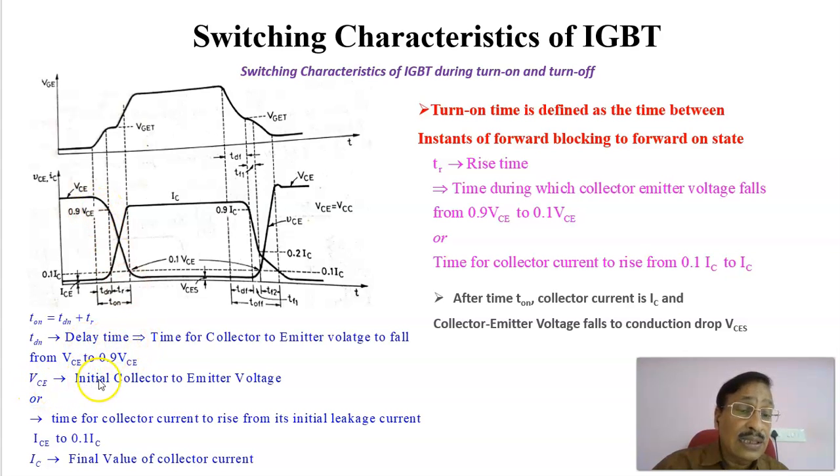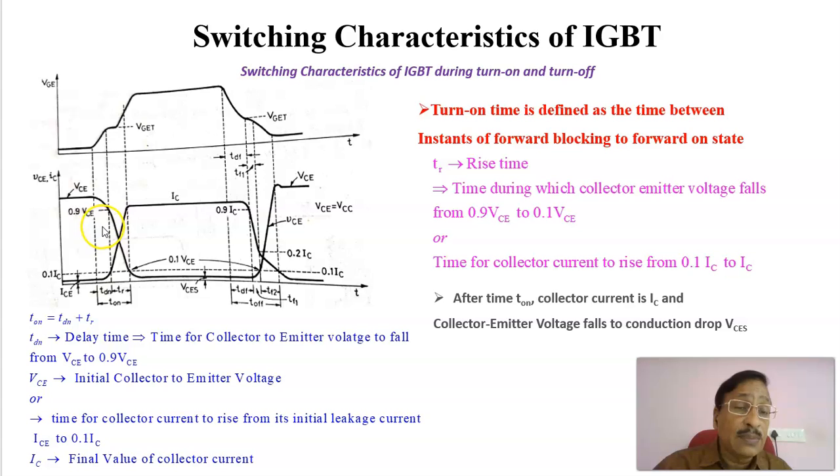In this, VCE is the initial collector to emitter voltage, that is, the voltage when it is off, and similarly IC is the final value of the collector current. Therefore, this is called the turn on period, and in that, this is called the delay time. Another part is the rise time.